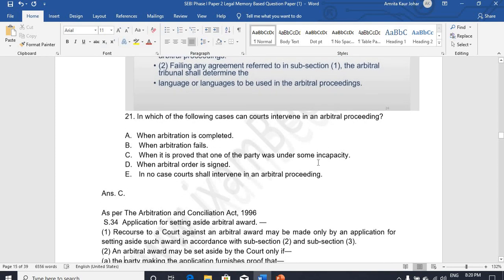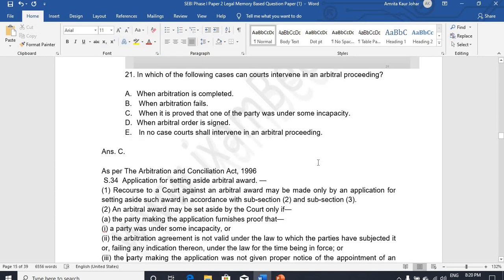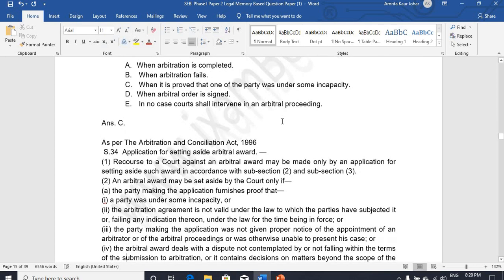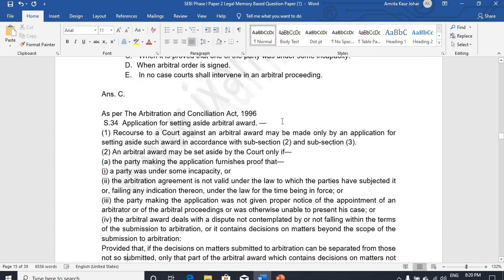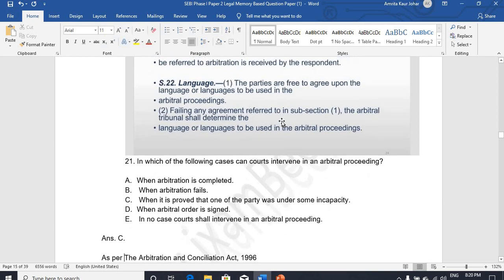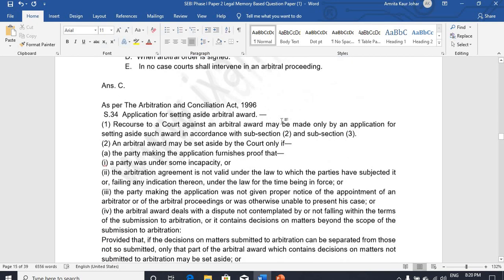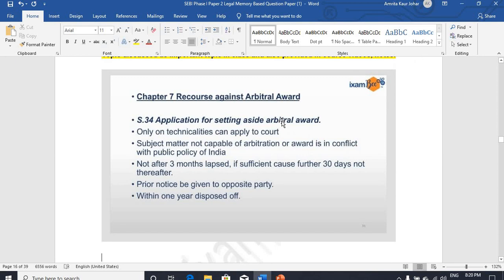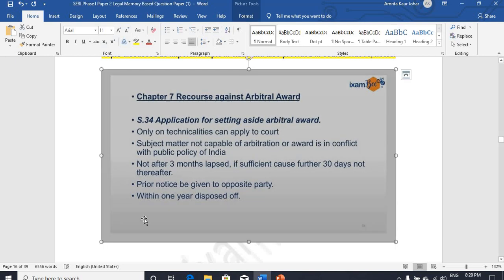In which of the following cases can courts intervene in an arbitral proceeding? So when can court intervene actually? Section 34 talks about the application that can be made for setting aside an arbitral award, and that is what is covered here in the options, and the answer is C. Then when it is proved that one of the party was under some incapacity, only then court can intervene. Out of all these options, only option which is proper and just is option C, if you go through the question carefully. Recourse against arbitral tribunal, arbitral award, another important topic covered by ixamBee in the classes.